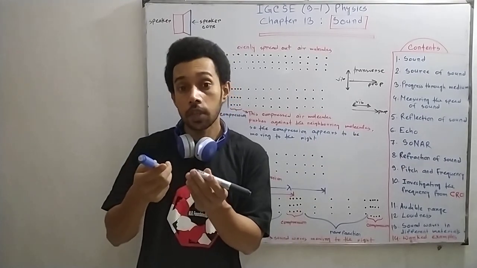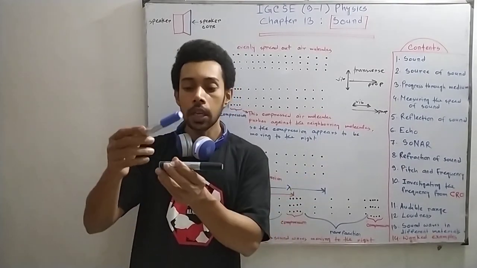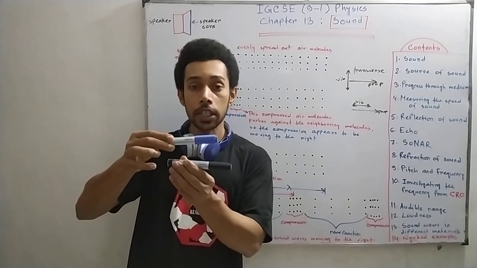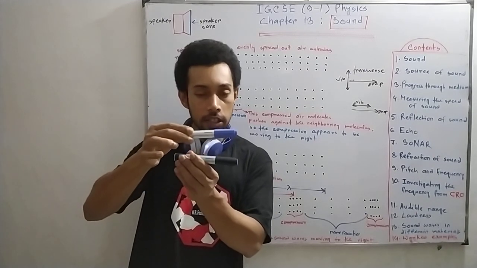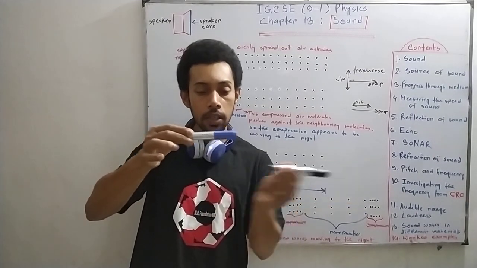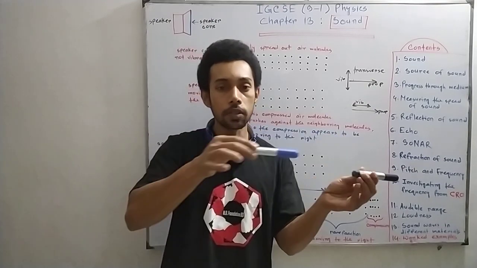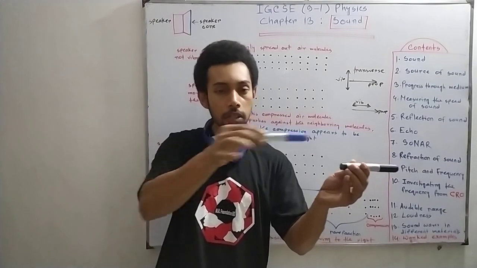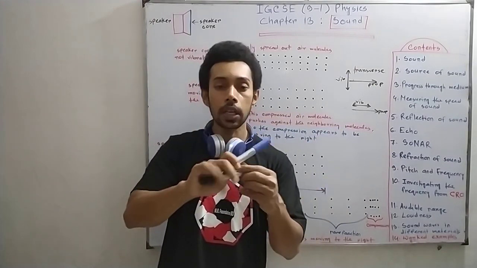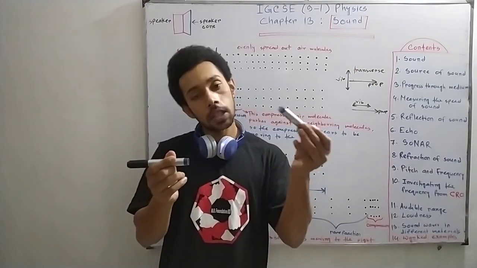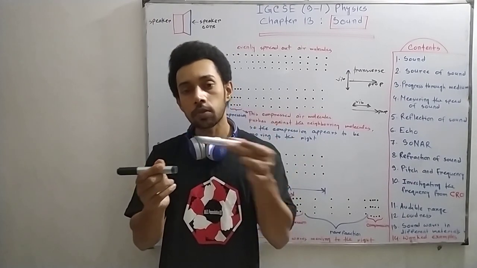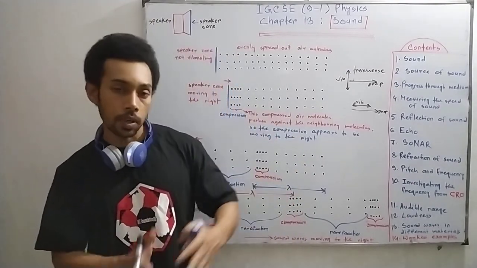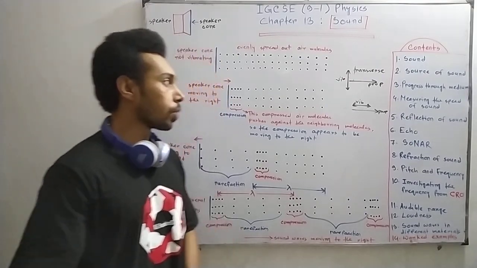But in longitudinal waves like sound waves, the vibration takes place along, or parallel to, the direction. Suppose the sound is traveling in this direction, the vibration is taking place in this direction. The wave is traveling in this direction, but the vibration is taking place parallel to the direction. If the sound is traveling in this direction, the vibration is also taking place parallel to the direction. This is the major difference between transverse waves and longitudinal waves.